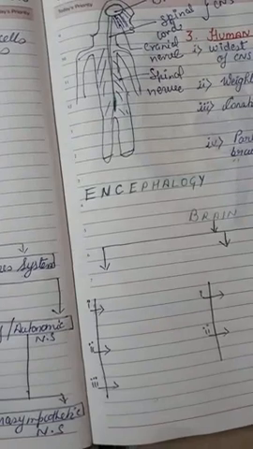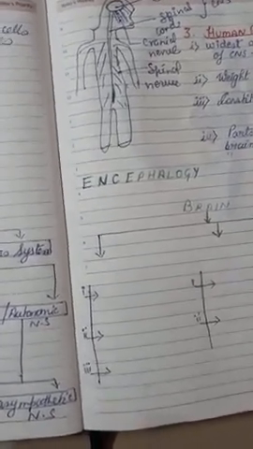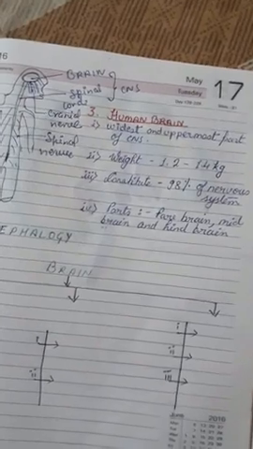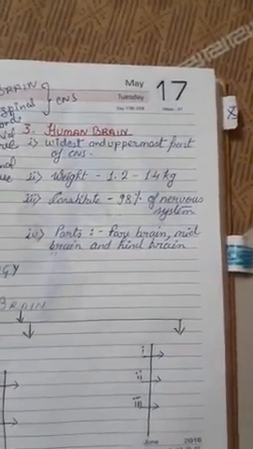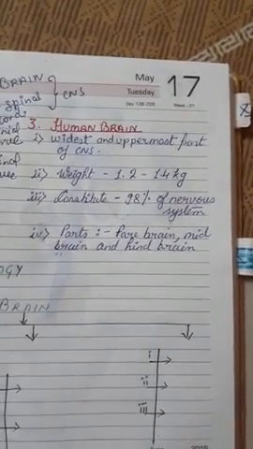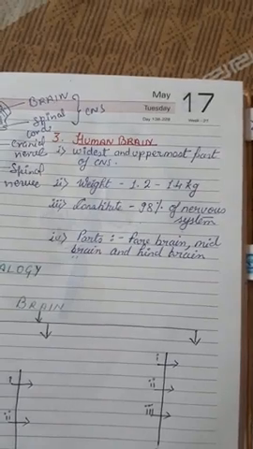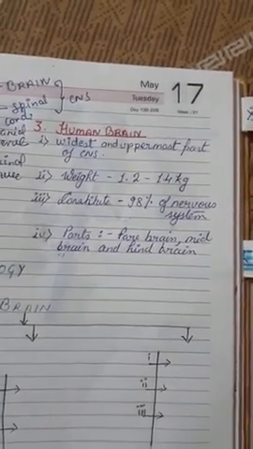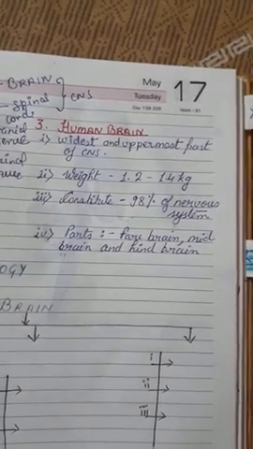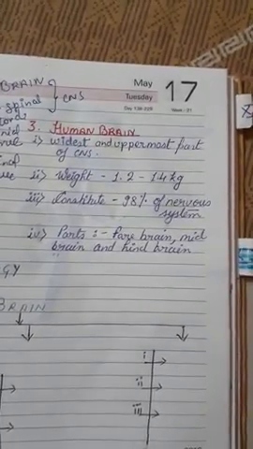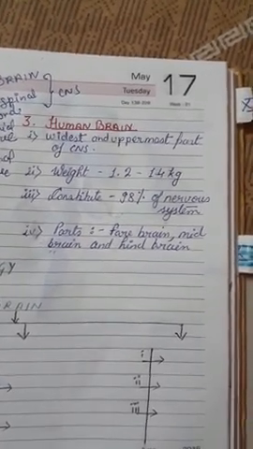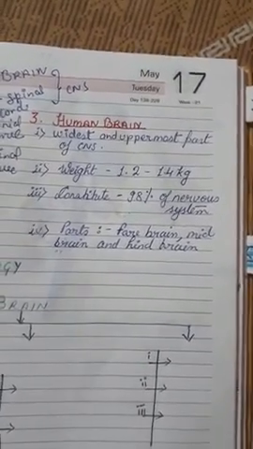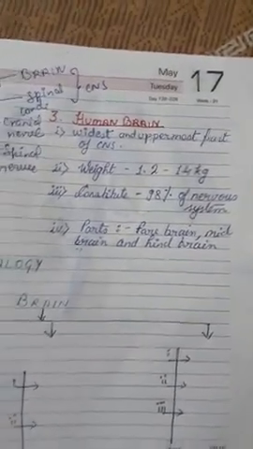Okay. Then next one is your human brain. So let us see what the human brain is and how it is. See, the human brain is one of the widest and uppermost parts of the CNS, which is here, of your central nervous system. Then the weight of a human brain is about 1.2 to 1.4 kg. It constitutes about 98% of the nervous system and it has been divided into three different parts called forebrain, midbrain and hindbrain. Now let us see them on a flow chart.